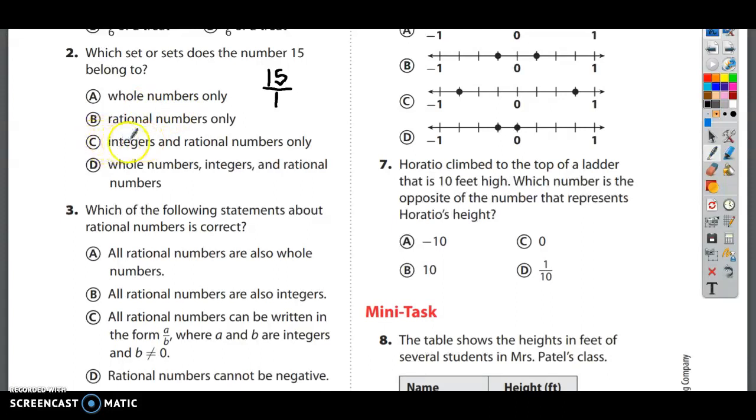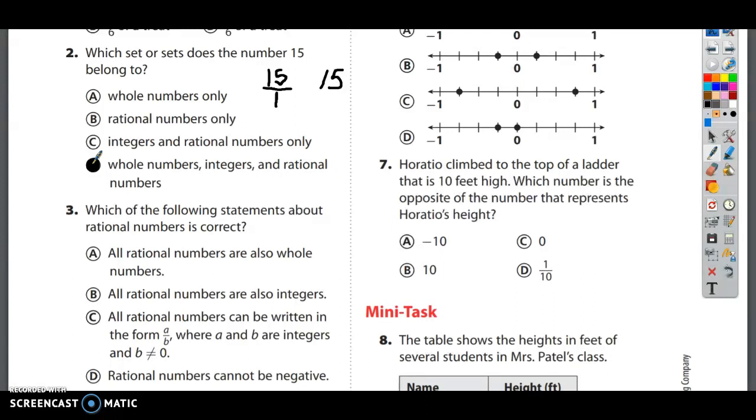C says integers and rational numbers. Well, integers are whole numbers and they're opposites. So 15 is an integer. We know it's a whole number, and we already talked about how it's a rational number. The answer is D. It's all of them. If you'll remember the way the Venn diagram is set up, if it's a whole number, then it's also in the set of integers and in the set of rational numbers.